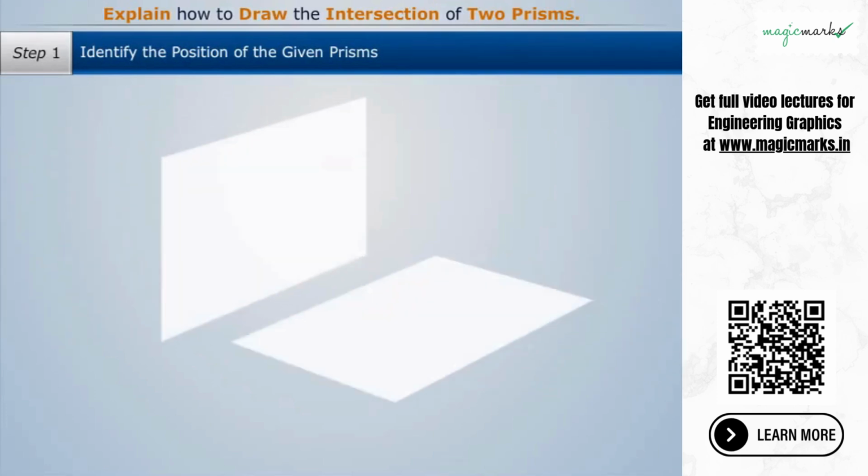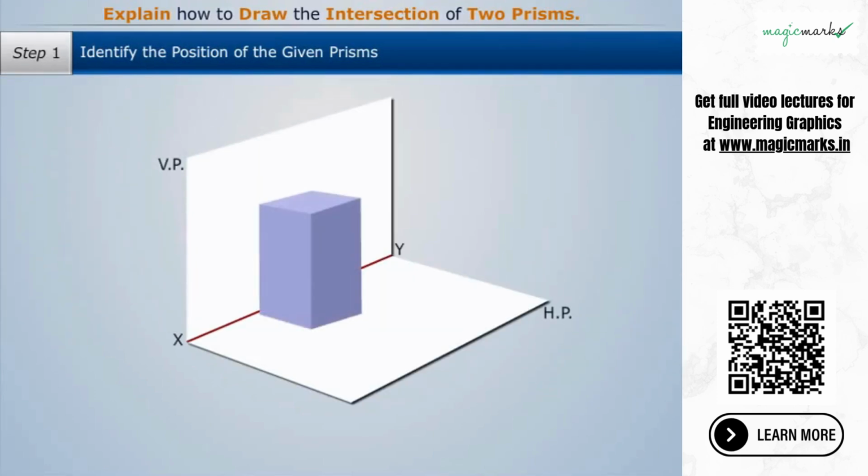In the first step, we identify the position of the given prisms. Consider a square prism of base S millimeters and height h millimeters resting on the HP. Now intersect this prism by another prism of the same dimension at 90 degrees. Let the axes of both the prisms be perpendicular to each other.